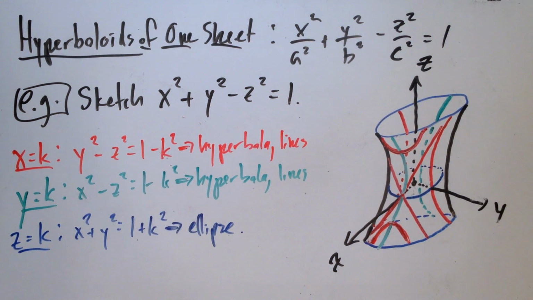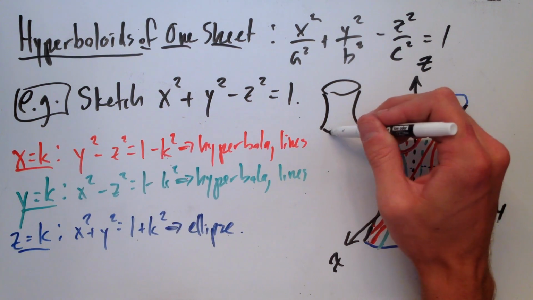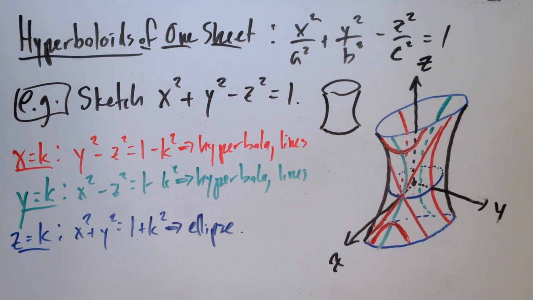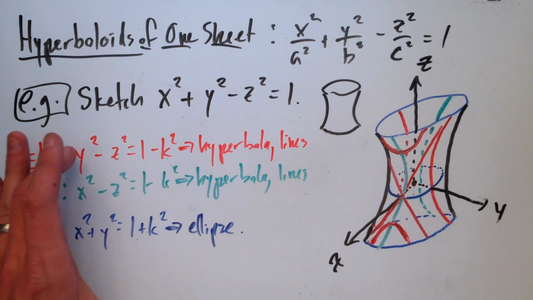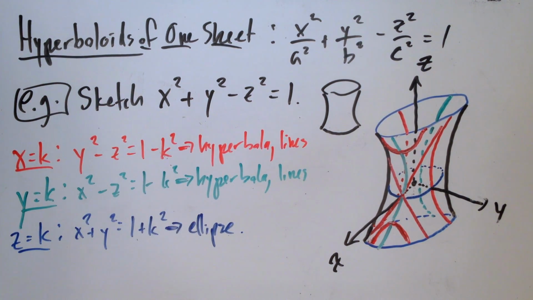And the shape we get here is really reminiscent of a cooling tower. If you think of a cooling tower from a nuclear power plant, it looks something like that. And so that's what this busy diagram over here is supposed to suggest. So let's look at x squared plus y squared minus z squared equal to 1. If we set either of x or y equal to a constant k, we get the other one squared minus z squared is equal to 1 minus k squared. Now if k squared is not equal to 1, then we get a hyperbola.